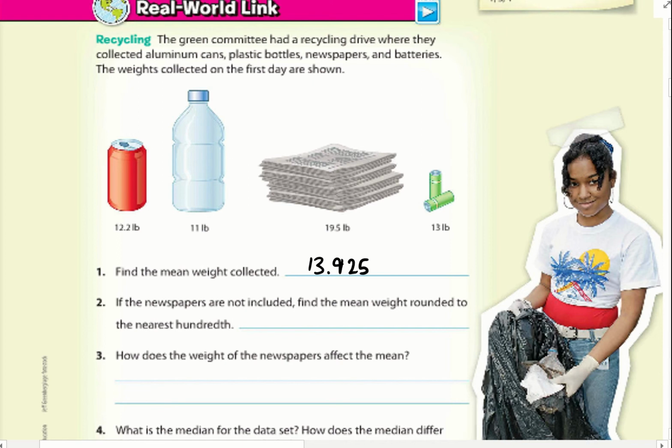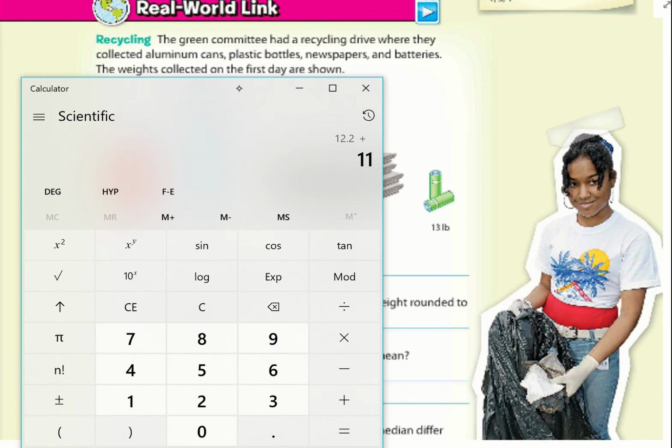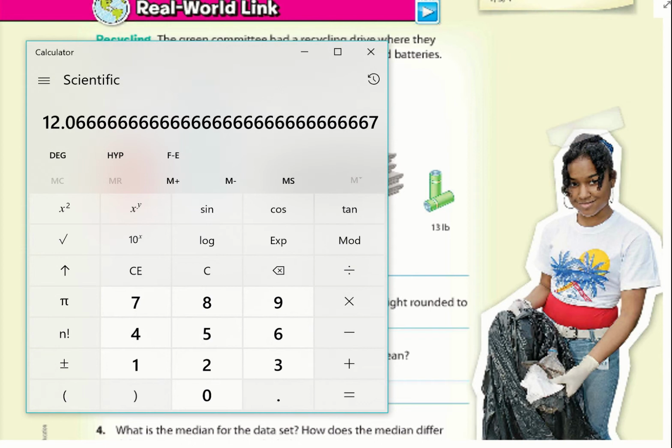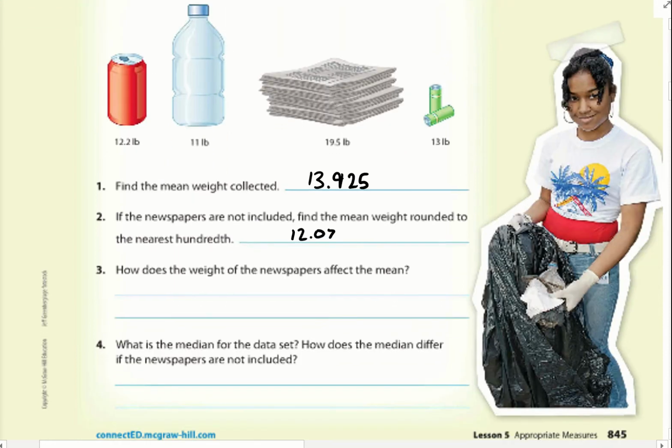If the newspapers are not included, find the mean weight rounded to the nearest tenth. Okay, finding the mean again without the newspapers. So we have 12 and 2/10 plus 11 plus 13. Now, since there's only 3 numbers, we're going to divide by 3. So we have about 12 and 7/100th. So that's the average weight without the newspapers. So how does the weight of the newspapers affect the mean? So it causes the mean to be about 2 pounds heavier.